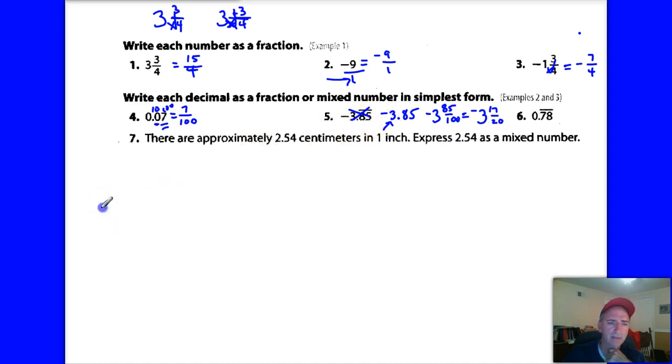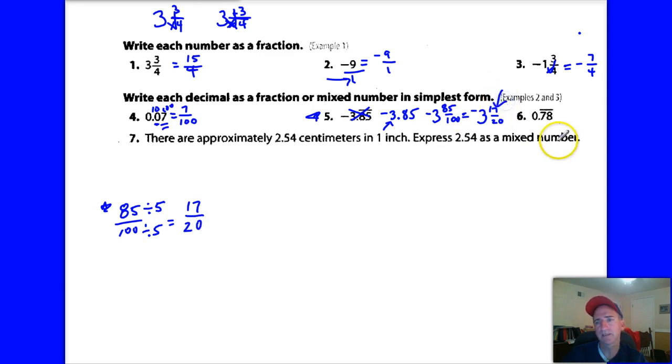So let me make a note down here for number 5, because you've got some workspace here. Okay, it says I had 85/100ths. And I know that 5 will go into both of those numbers. So what I did is I just divided them each by 5. 85 divided by 5 was 17. 100 divided by 5 was 20. That's where I got 17/20ths.